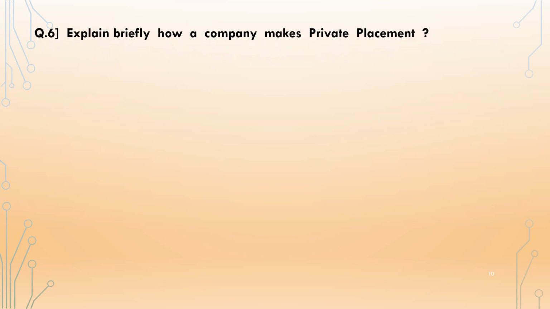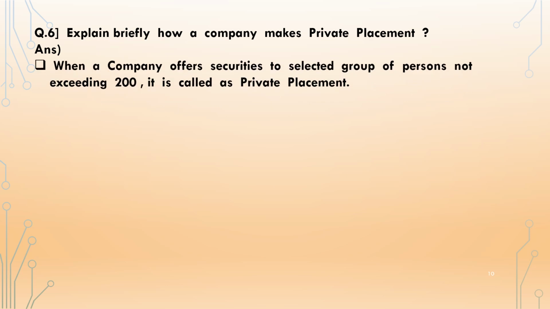Let us now move towards the last and the D category, that is private placement made by the company. Accordingly, our next question will be: explain briefly how a company makes private placement. When the company offers its securities to a selected group of persons not exceeding 200 persons, then it is called private placement. It thus means that the company does not offer securities to the general public but only to certain selected persons.